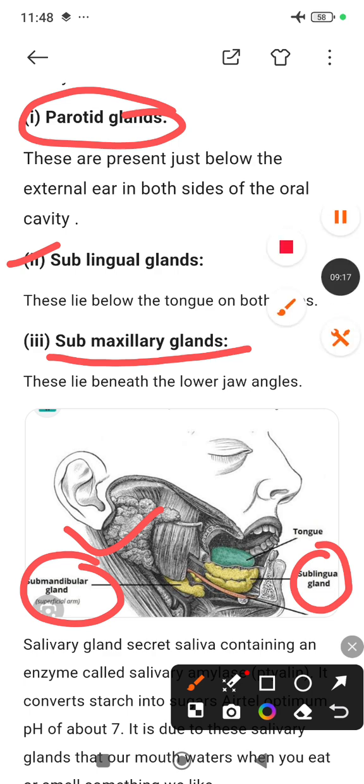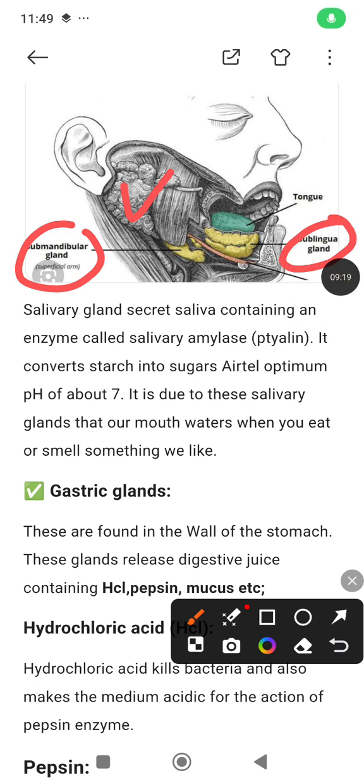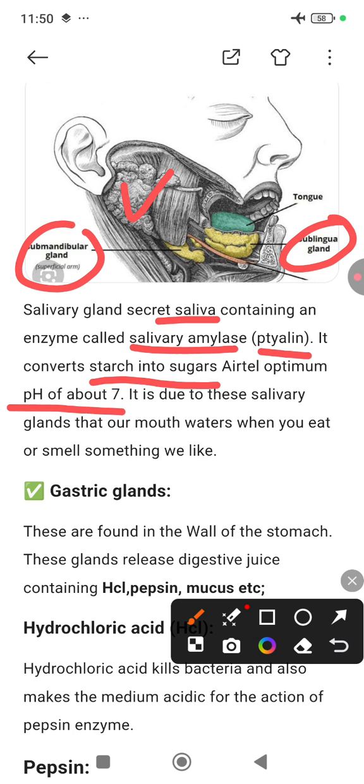What is the function of the salivary glands? We know that salivary glands secrete saliva containing an enzyme called salivary amylase or ptyalin. The function of ptyalin is to convert starch into sugars, under an optimal pH of 7. It is due to the salivary glands that our mouth waters when we eat or smell something we like.